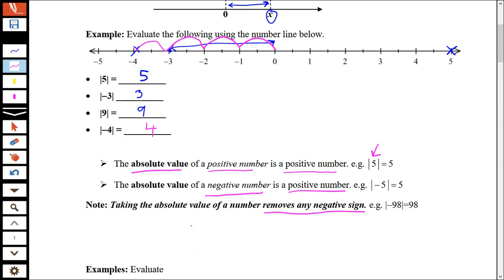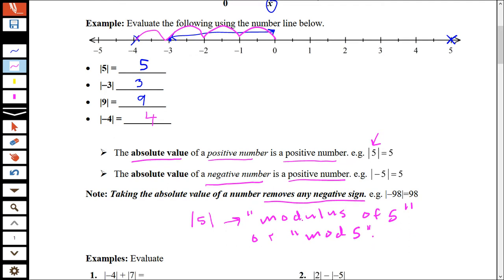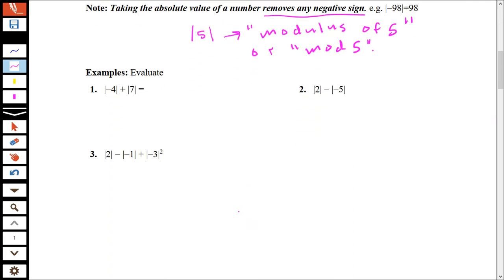Now, as we said, the other word for absolute value is modulus. So if I wrote absolute value of 5, we could also say that is the modulus of 5, right? Or we would just say mod 5. Okay, that's another word we use for absolute value. It still means the same thing, distance of a number from 0.